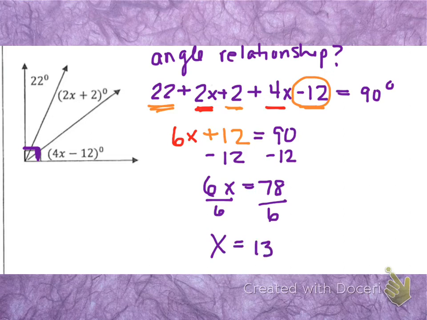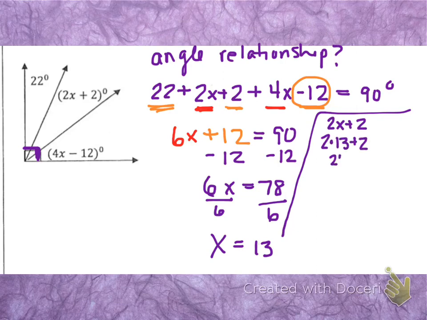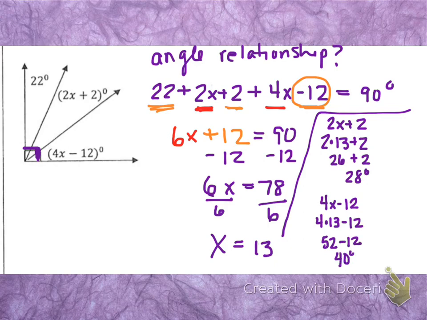And I get 13. Now that is not the measure of the angle, that is just my x. So I want to make sure to find those angle measurements. One angle was 22 degrees, the next angle was 2x plus 2 degrees, so that's going to be 2 times 13 plus 2. So that is going to give me 26 plus 2, which is 28 degrees for that one angle. And the other angle was 4x minus 12 degrees, so that's 4 times 13 minus 12. So we've got 52 minus 12, which gives us 40 degrees for the other angle.